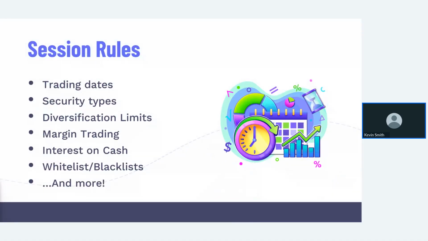So I mentioned before that you're able to customize your class. And you have all kinds of options. The most popular ones are trading dates, so start and end. Security types, what can your students trade? Like I just mentioned, can they trade cryptocurrencies? Can they trade options? Yes or no? It's up to you. Diversification limits, so they can't put all their eggs in one basket. You can actually enforce that, whether they can borrow money, are they going to earn interest on cash, whitelist, blacklist.